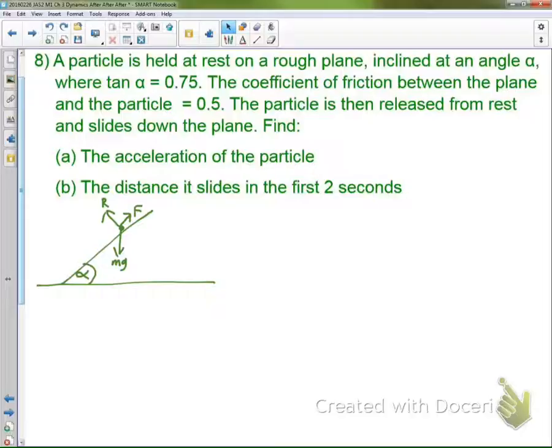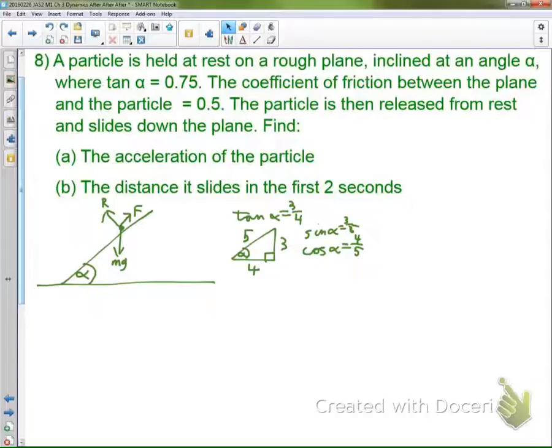Now, since we know that tan alpha is equal to 3/4, we can draw a right angle triangle and then work out what sine alpha and cos alpha would be. Since tan alpha is opposite over adjacent, we know that the opposite is going to be 3, the adjacent is going to be 4, and then by Pythagoras we can work out that our hypotenuse is going to be 5. So this tells us that sine alpha is equal to 3/5, and we know that cos alpha is equal to 4/5. And we can use this in forming our equations.